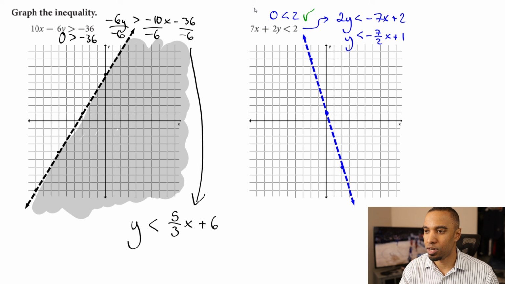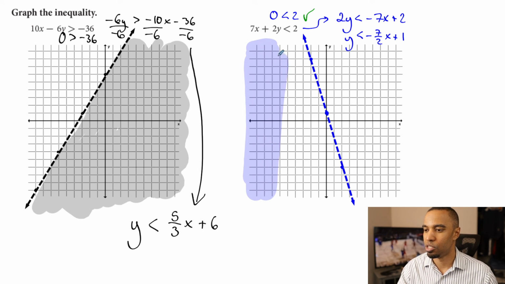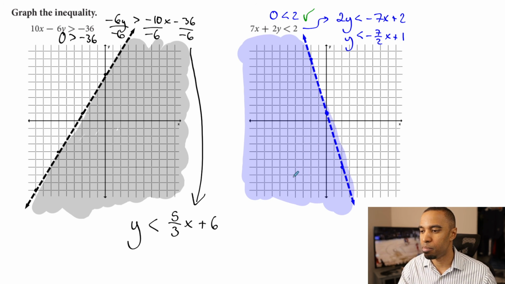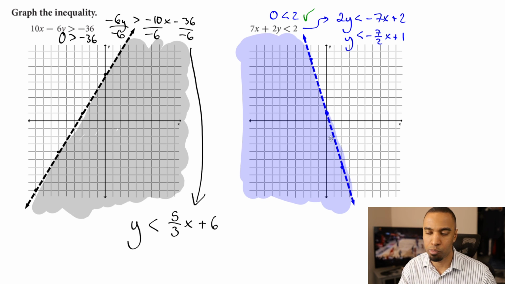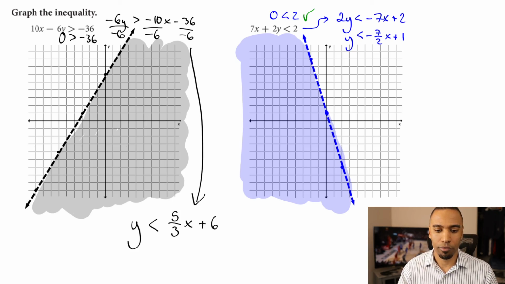Let's go ahead and do that last one. And then I am finished. And then you are finished. And then we are finished. So let's go ahead and do that last bit of shading. Remember, the shading just means all of these points are solutions. This is the fast way of doing that. The boundary line being dashed means points on the line are not solutions, but solid means points on the line are solutions. All right, so that will do it for this one right here.